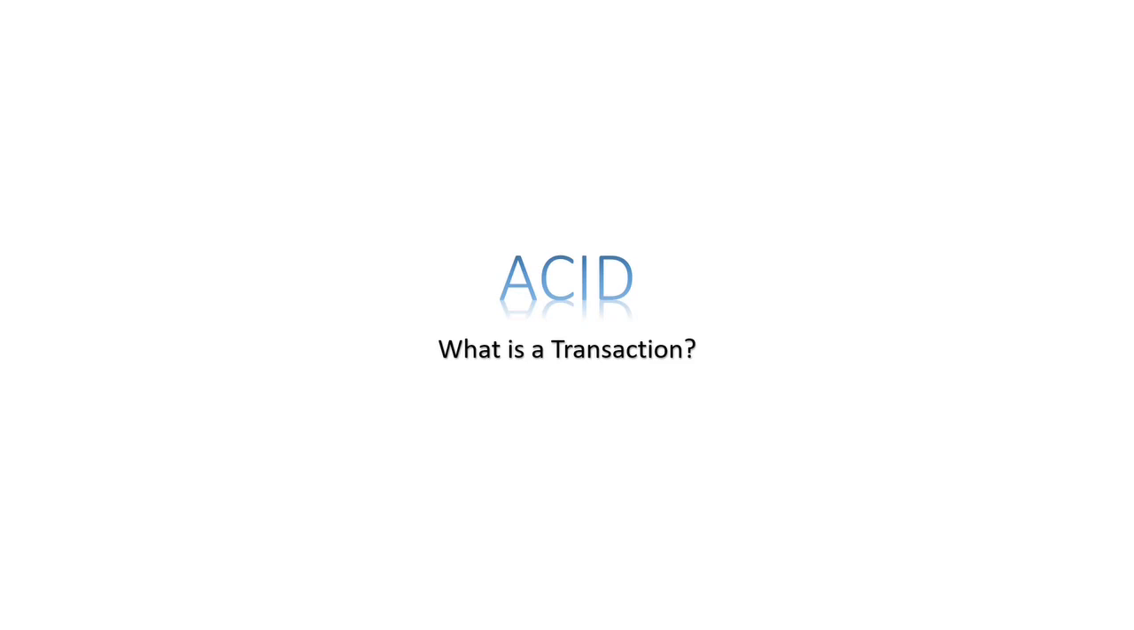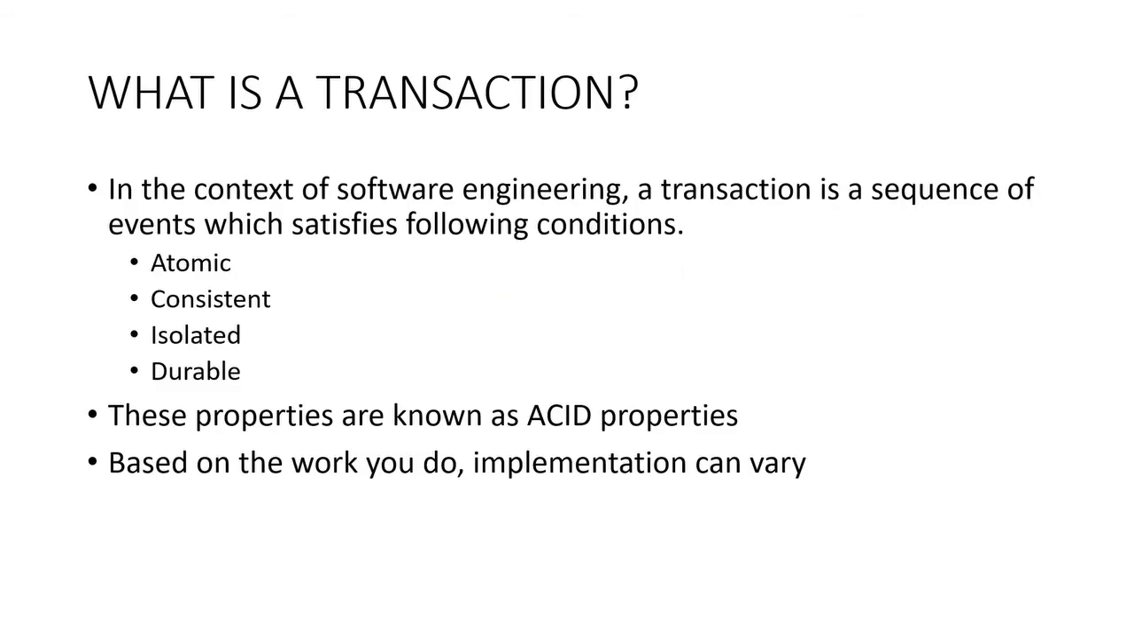As you know, there are transactions in every industry. For example, in the financial industry we have cash transactions. But what is a transaction in the context of software engineering? In the context of software engineering, a transaction is defined as a set of instructions which will satisfy the ACID properties. So the question is, what are ACID properties?